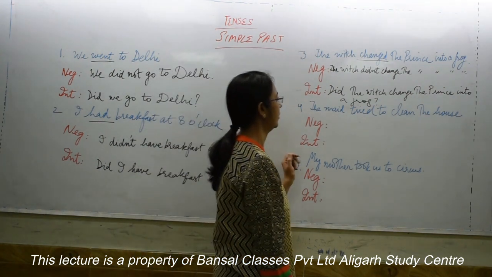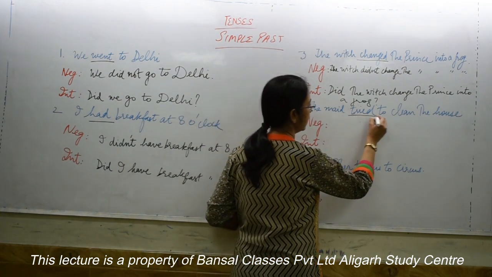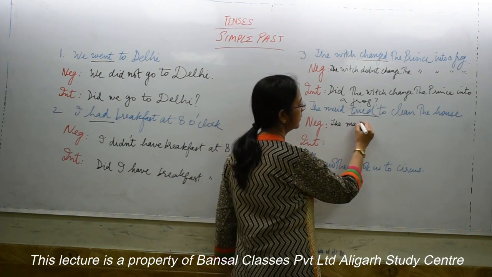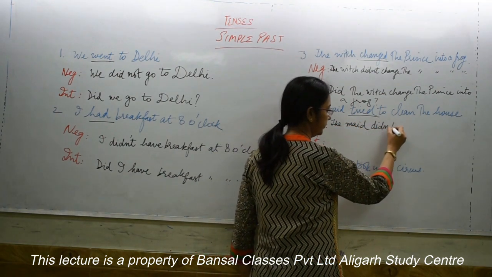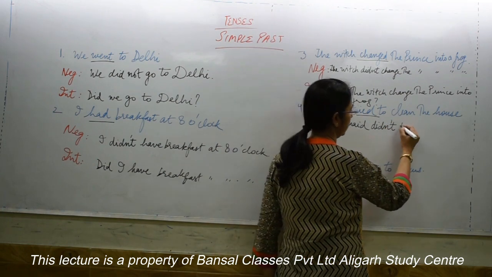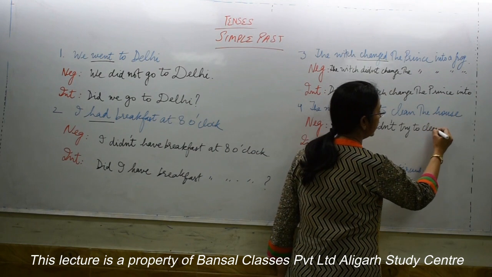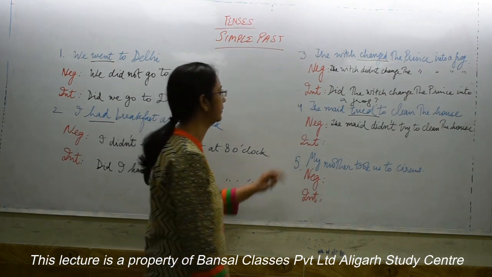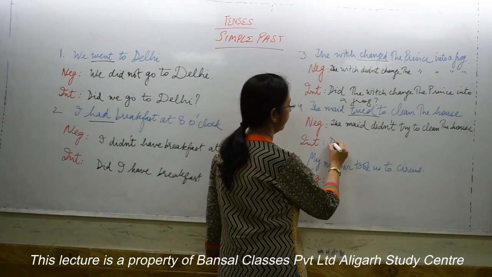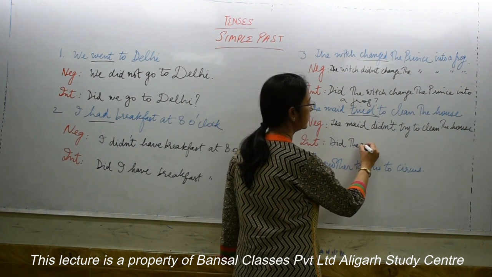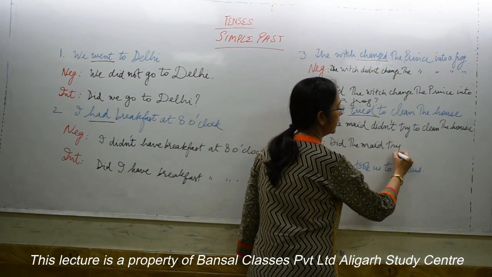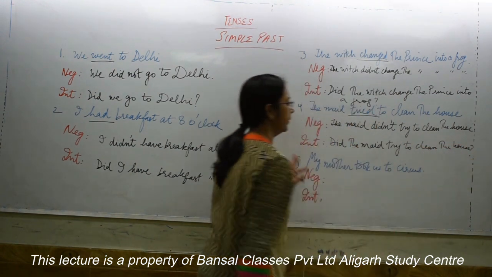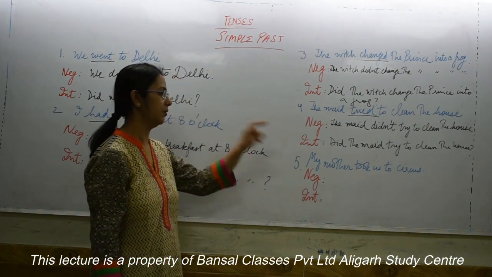That would be our interrogative. The maid tried to clean the house. Tried. Negative: the maid did not try to clean the house. Interrogative: did the maid try to clean the house? Simple. Did the maid try to clean the house?